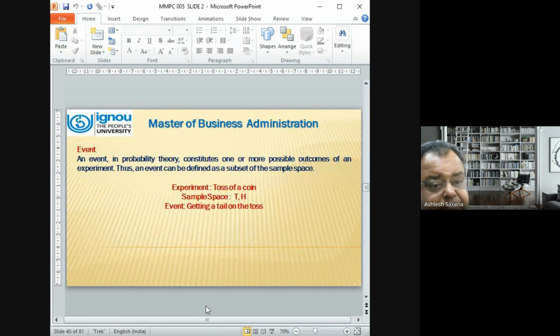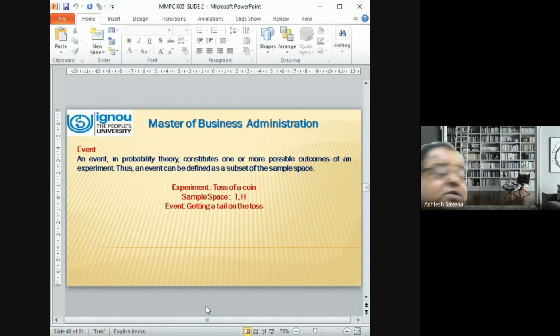Event. An event in probability theory constitutes one or more possible outcomes of an experiment. Thus, an event can be defined as a subset of sample space. Experiment is tossing of a coin. Your sample space is tail and head. इससे ज्यादा कुछ नहीं हो सकता है टॉस कॉइन को टॉस करने में. And the event क्या है, गेटिंग अ टेल ऑन द टॉस और getting a head on the toss.